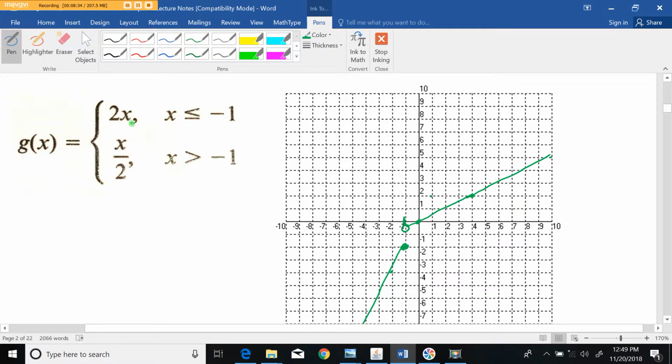The big thing is that you have to graph 2x and x over 2. And g is equal to 2x to the left of x equals negative 1, and it's equal to x over 2 to the right of negative 1. Because the equal sign comes with this function, we put a closed dot at the end of this function, so to speak, and an open dot at the end of this one.